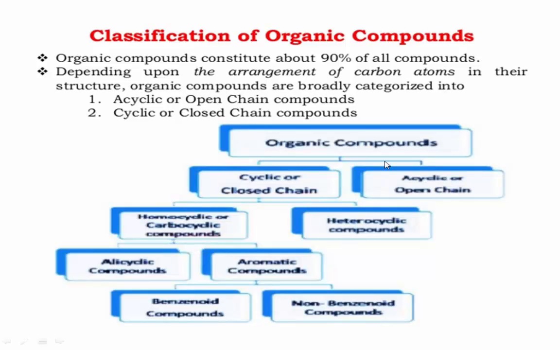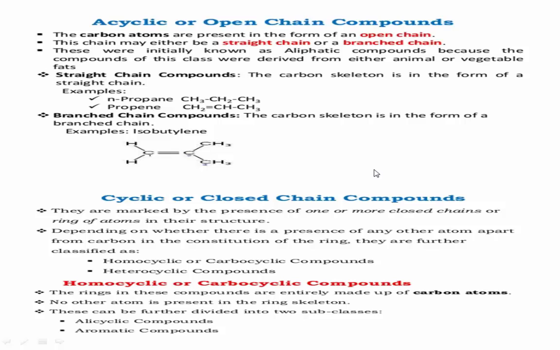Yes. Come to the point of acyclic or open chain compounds. These are also called aliphatic compounds. What are acyclic compounds? Students, we know the organic compounds which contain an open chain of carbon atoms are called acyclic compounds. The compounds which contain an open chain of carbon atoms are called acyclic compounds.